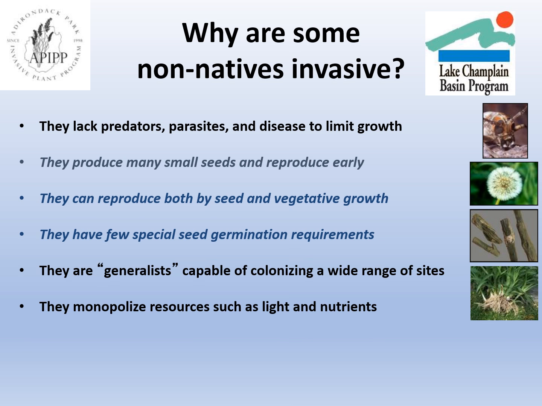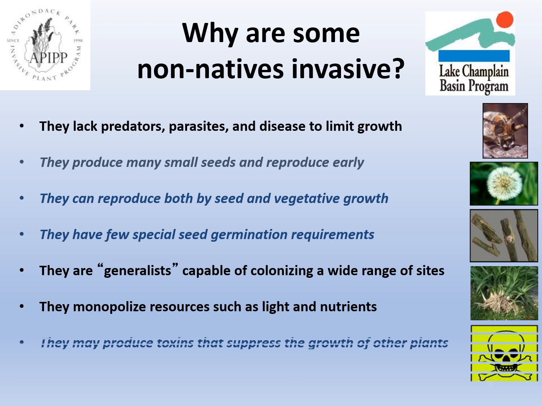For animals, they might be able to reproduce sexually and asexually. They might have greater tolerances for dissolved oxygen levels or salinity. They are generally able to colonize many different sites. So they are able to monopolize on the resources that are available and again, outcompete those native species. Some non-natives are moved into the invasive category because they produce toxins that can impact native species or even affect humans.